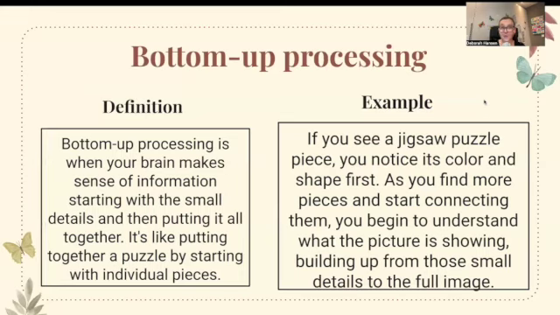Next one, bottom-up processing. Bottom-up processing is when your brain makes sense of information starting with the small details and then putting it all together. It's like putting a puzzle together by starting with the individual pieces. So if you see a jigsaw puzzle piece, you notice its color and shape first. And as you find more pieces, you start connecting them all together and you begin to understand what the picture is going to build to, and up from those small details to the full image. By the way, I love doing puzzles.